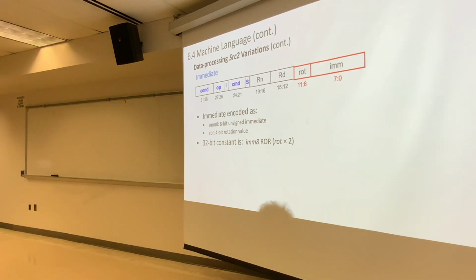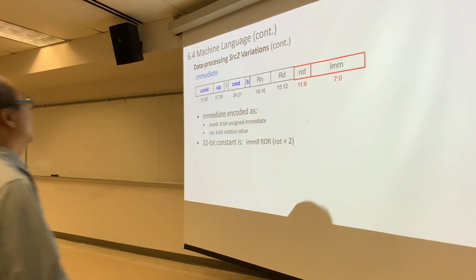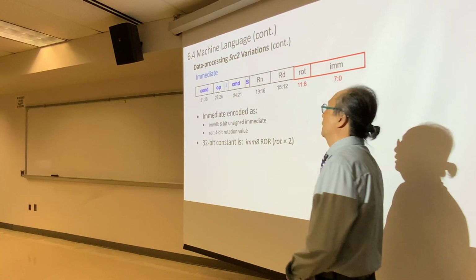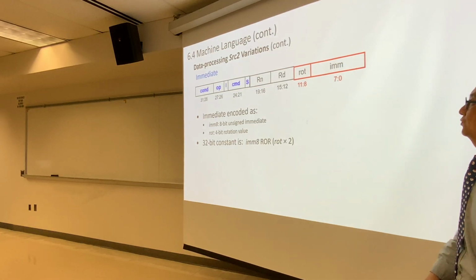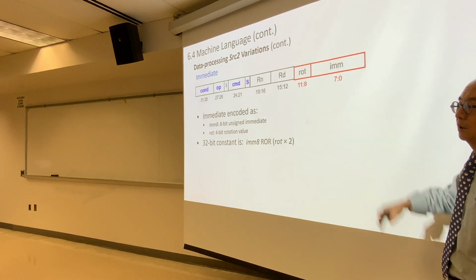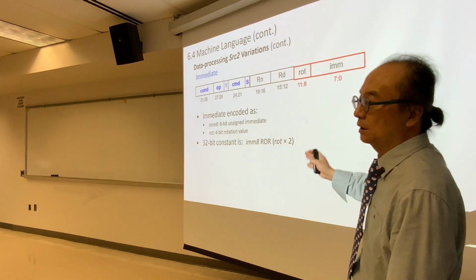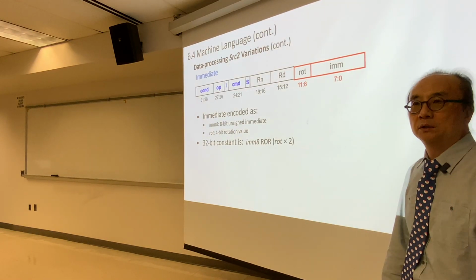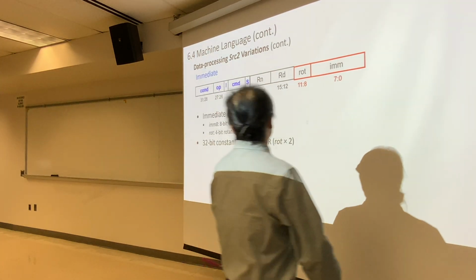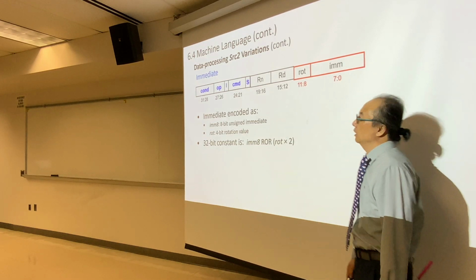So we'll continue to discuss the ARM architecture. We're going to look at the data processing source operand variations. We did some before, but we'll just start from here, with the immediate one. Okay, so data processing instructions. Now we're going to look at the immediate one.